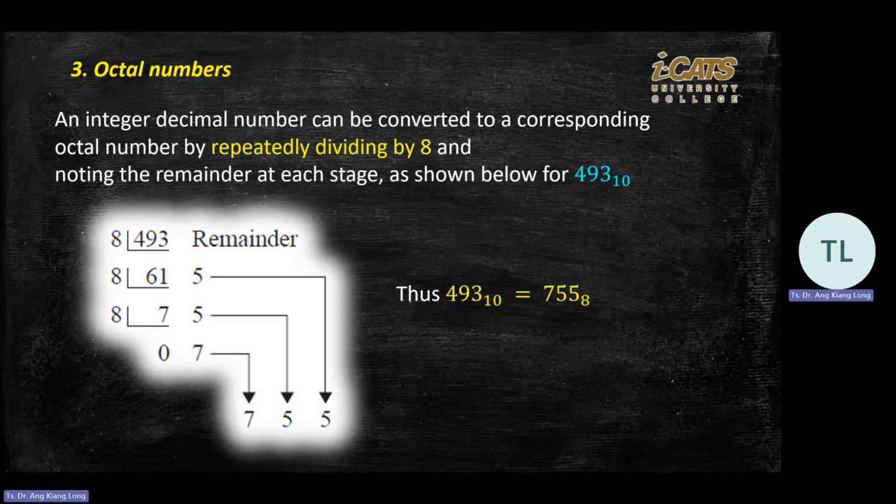Okay. Then the next will be changing an octet number back to a decimal number. So this one, instead of dividing, to change back you multiply.